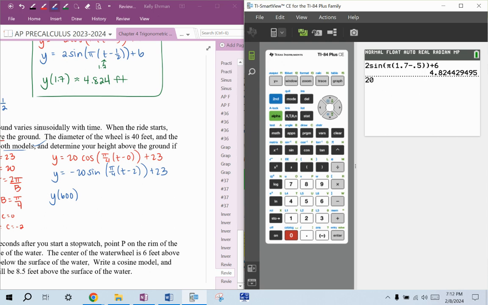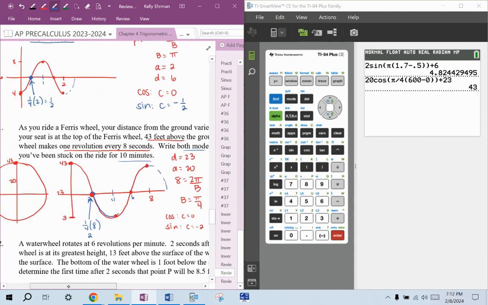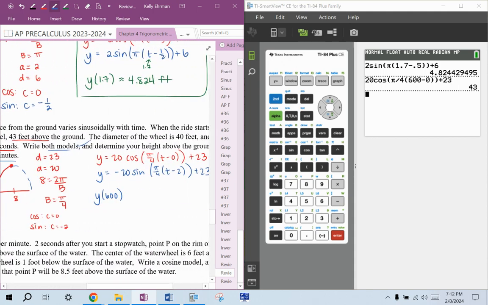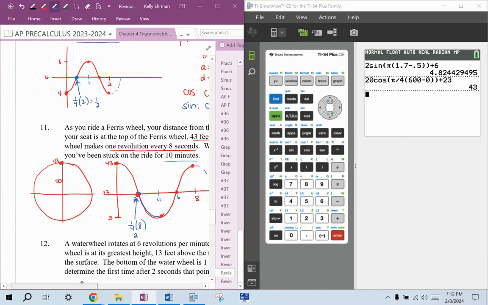My pen stopped working, just a minute. So 20 cosine of pi over 4 times 600. You don't have to do the minus 0, I will. And then plus 23. So we get 43. I guess we'll be at 43. I thought I got a different answer when I plugged that in last time. I'll have to check on this again. So I got that the height is 43 feet after 10 minutes.